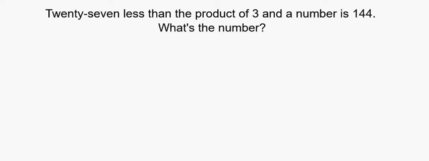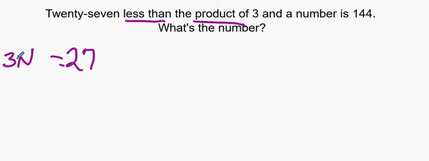27 less than the product of 3 and a number is 144. So what's that number? What is the n? 27 less than. What is less than? What operation? Well, that's minus. It's 27 less than the product of 3 and a number, which we continue to show as 3n, because product of tells us times, but we don't have to show that times sign. What is it? It's 144. So what's the number?